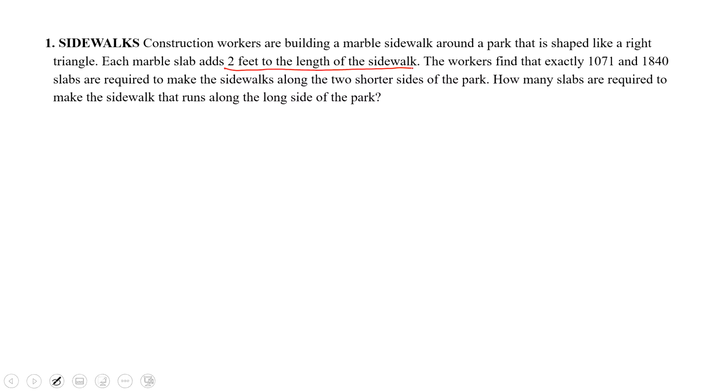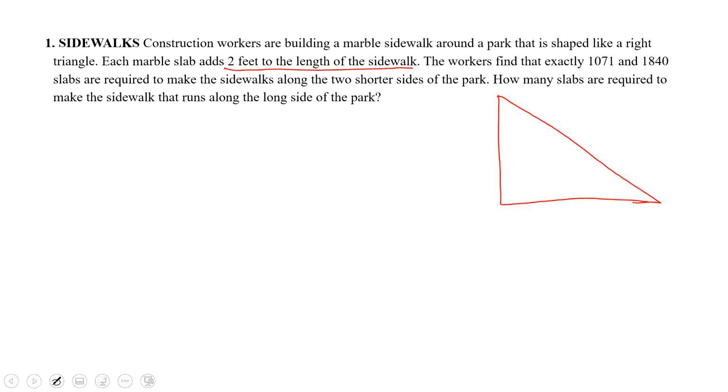So I'm going to draw my park. Look, my park's a right triangle. The only thing they're telling me is the slabs are going to add 2 feet to the length of the sidewalk. So basically, the sidewalk kind of goes out 2 feet on each side, but the part of that we really don't need to worry about is that a squared plus b squared equals c squared doesn't just represent distance.